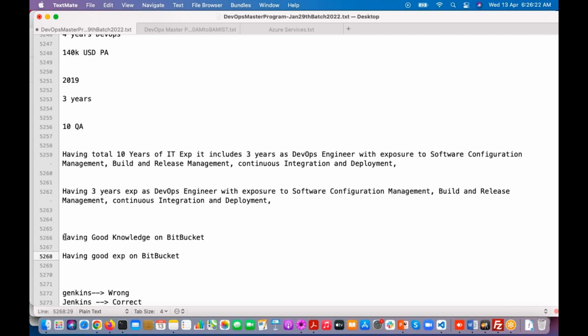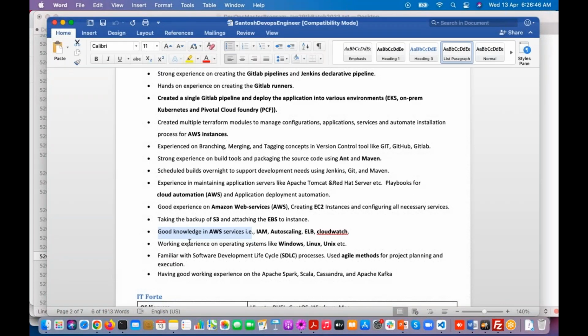Both are different. Here we are mentioning just knowledge, where we didn't get a chance to work on that tool. But the other one mentions that you have very good experience and were already working on it. You have working knowledge, working experience on this tool. So while preparing your resume, be careful. See, good knowledge on this one, and see here, working experience on operating systems like Windows, Linux, Unix.